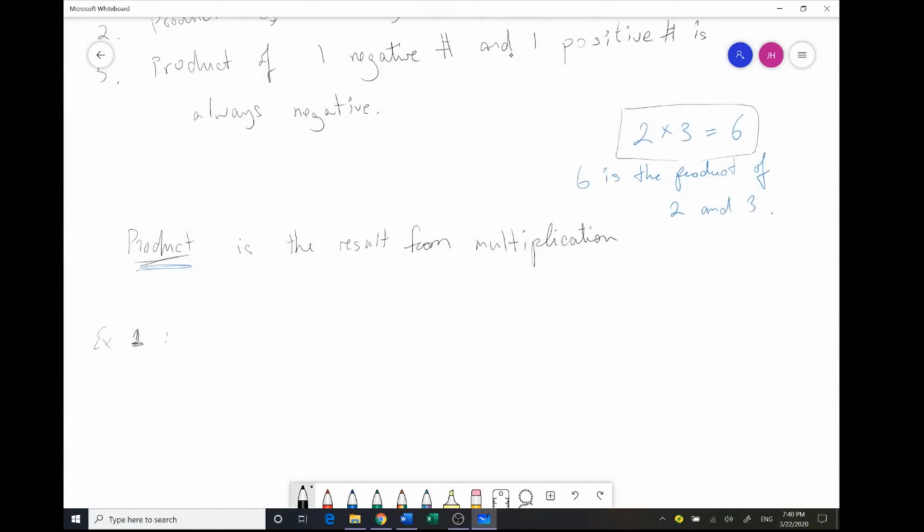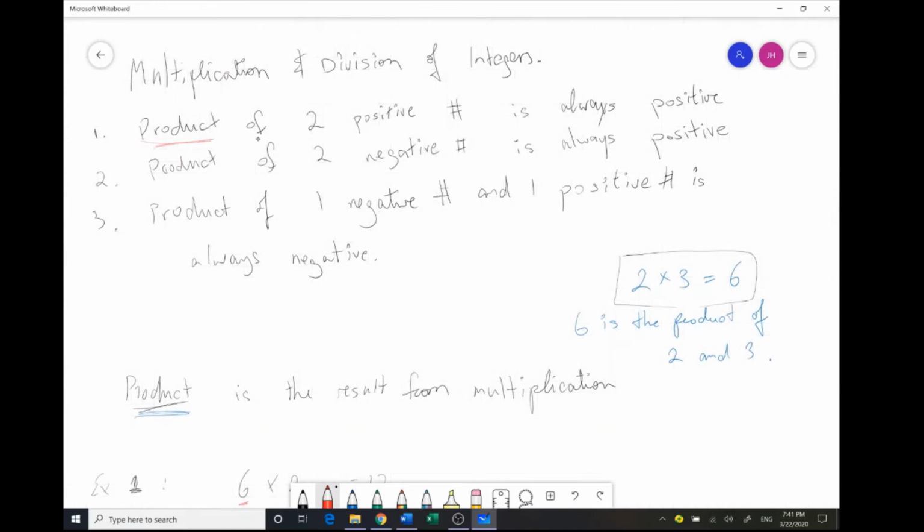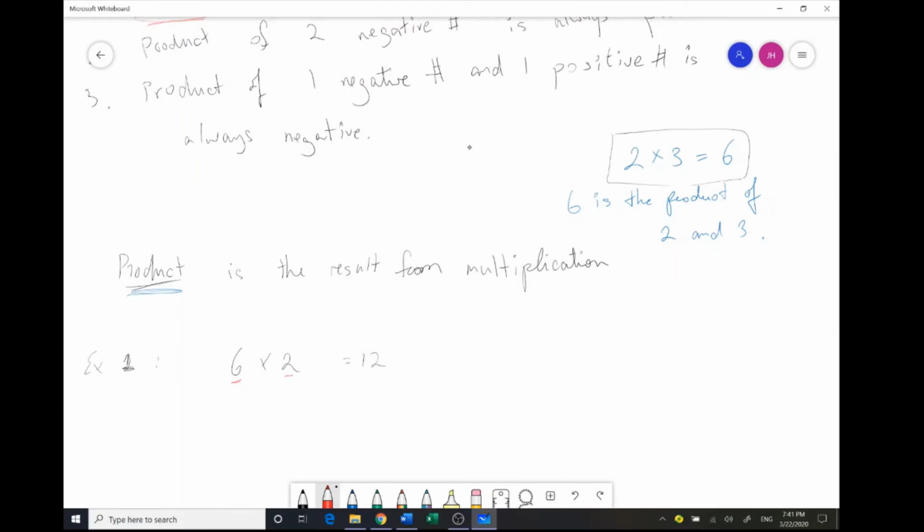Let's say 6 times 2. What do we have? That will equal 12. Now take a look at each number we're multiplying. 6 is a positive number. 2 is a positive number. So the product coming from 2 positive numbers is always positive, which is why when you do 6 times 2, you end up having a positive 12.